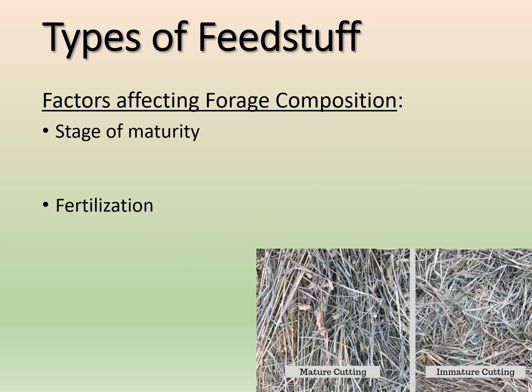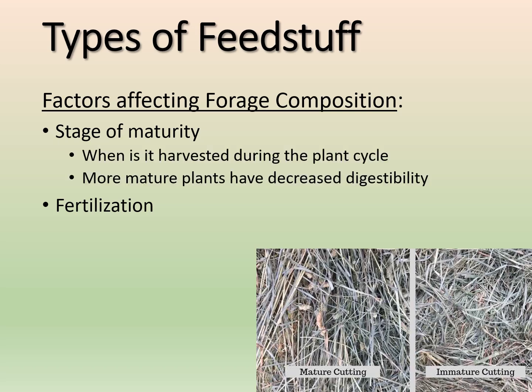So what are some factors that can affect the forage composition? The digestibility of it, the quality, things like that. The stage of maturity is referring to the plant cycle. So when the grass or whatever the forage may be is harvested, what stage in the plant cycle is it being harvested? In the picture here we have immature cutting on the right and mature cutting on the left.